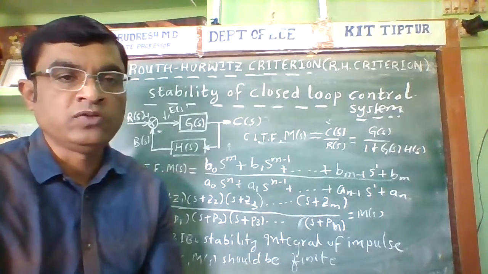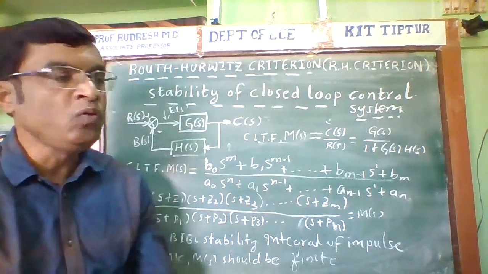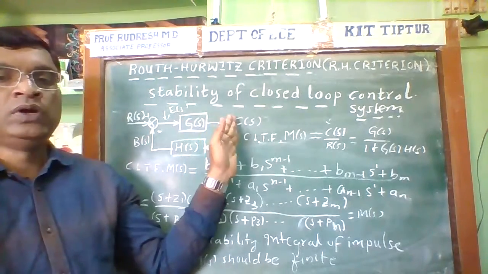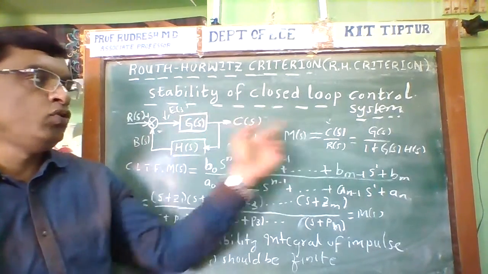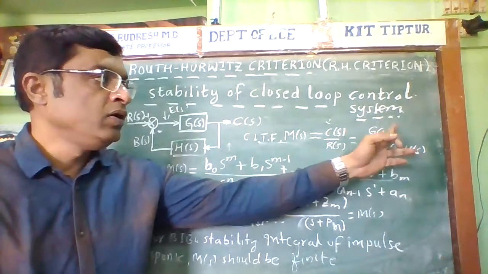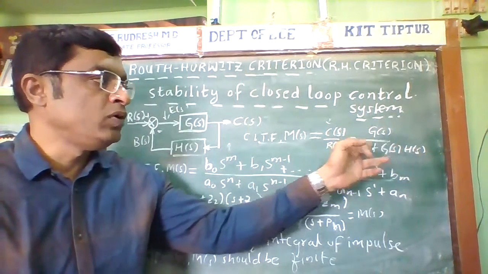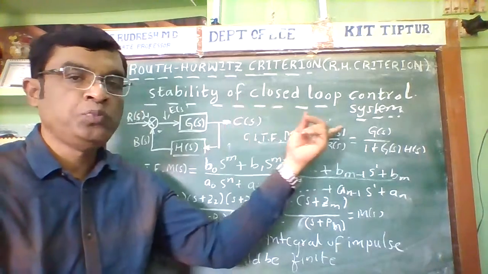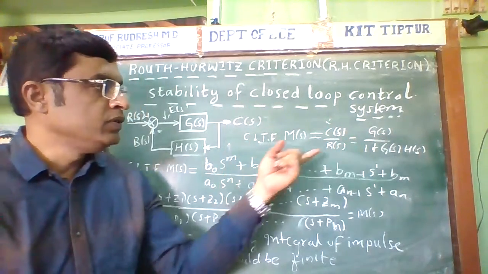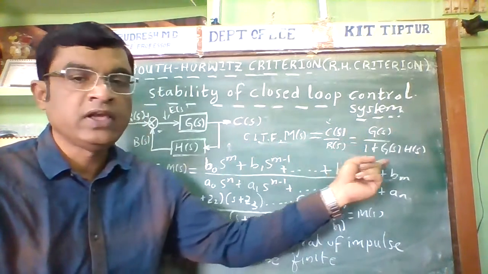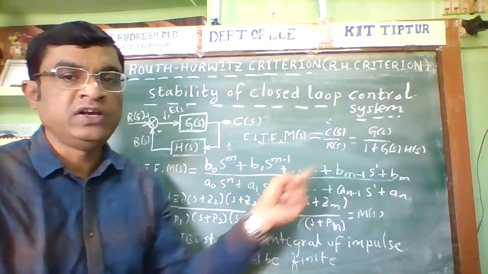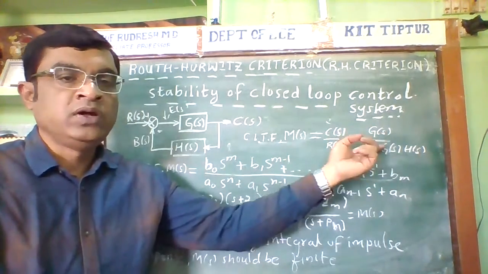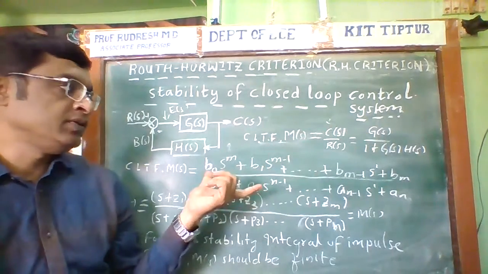Now, what is a root, or pole? We know this is a closed loop system. The closed loop transfer function is the ratio of two polynomials: C(s) divided by R(s) is equal to G(s) divided by 1 plus G(s) into H(s). The closed loop transfer function is the ratio of two polynomials in terms of s, so the denominator polynomial, 1 plus G(s) into H(s), is called the characteristic equation of the system.